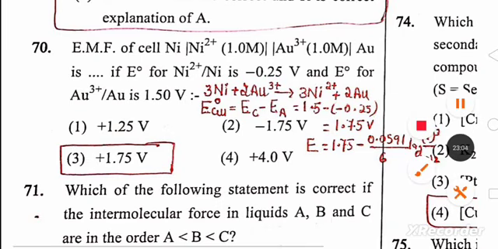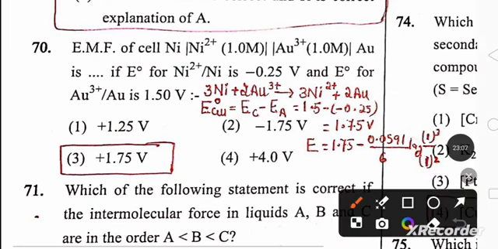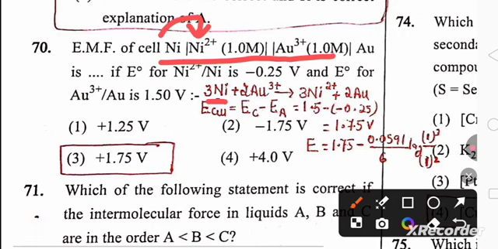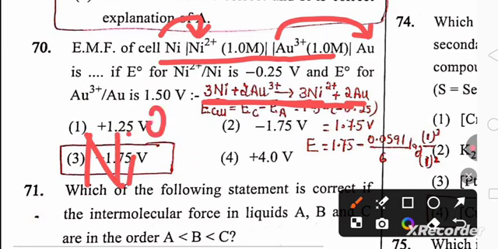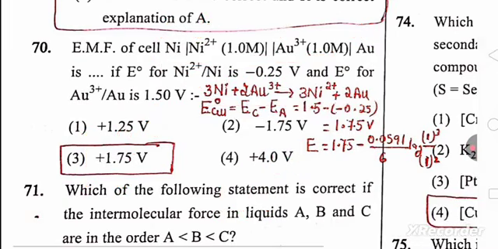So a Nernst equation numerical is there. So the EMF of this cell has been given. We will convert this into a reaction. So nickel converts to nickel ion, and gold ion converts to gold. So we will write the reaction: 3Ni plus 2Au3+ gives rise to 3Ni2+ plus 2Au. Nickel oxidation state is plus 2 and gold oxidation state is plus 3. To balance, we have taken 3Ni and 2Au3+. Number of electrons will be 6.